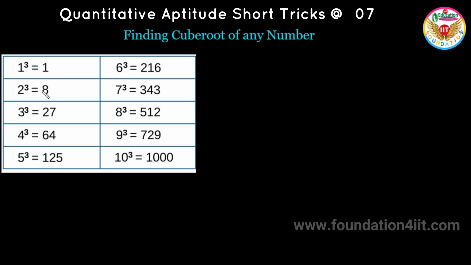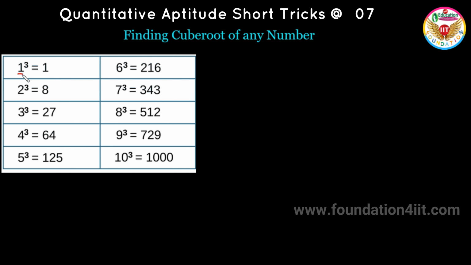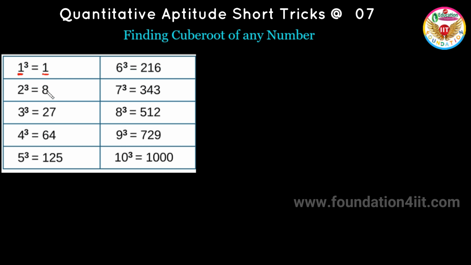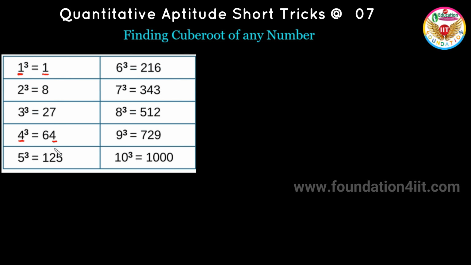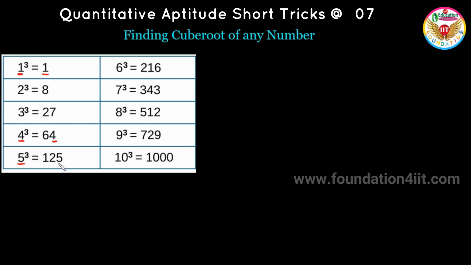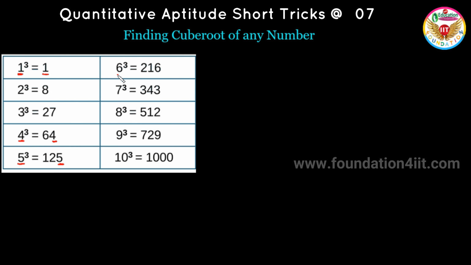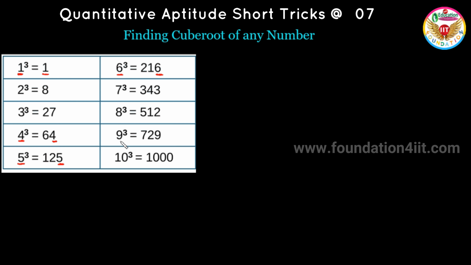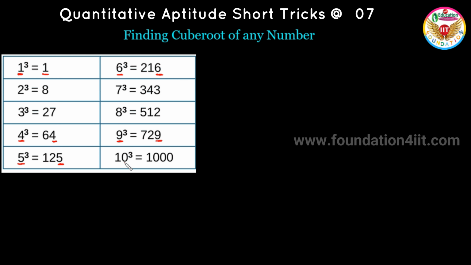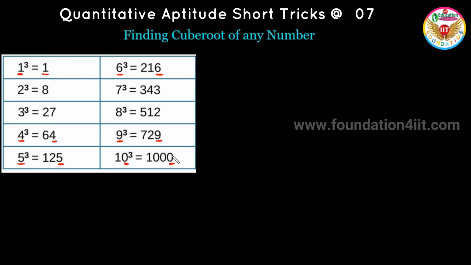If you observe the 1 cube to 10 cube pattern, 1 cube is 1 and ends in 1 itself, and 4 cube's answer also ends in 4. 5 cube answer is 125, the units place is 5, and 6 cube's units place is 6. Next, 9 cube's units place is 9, and 10 cube's units place is 0. Same, 0 and 0 are matching.